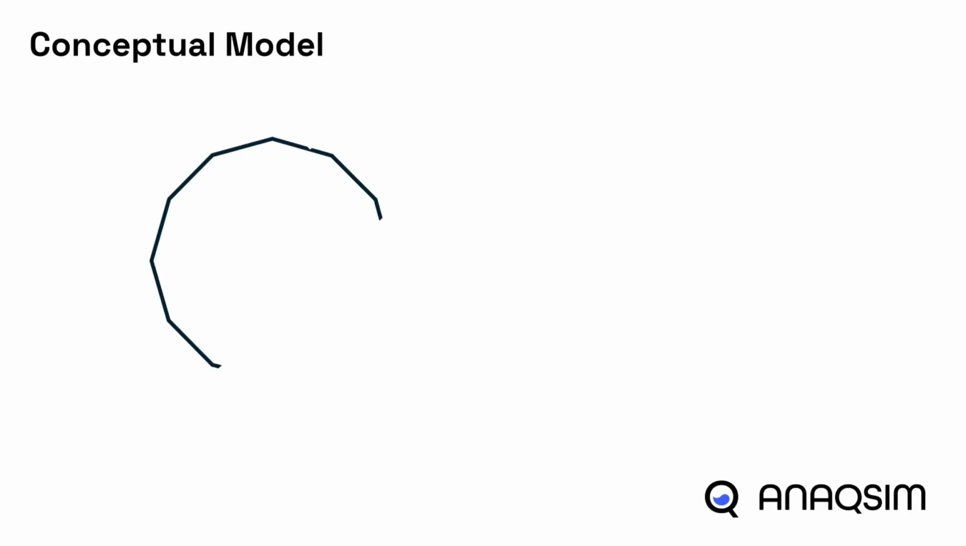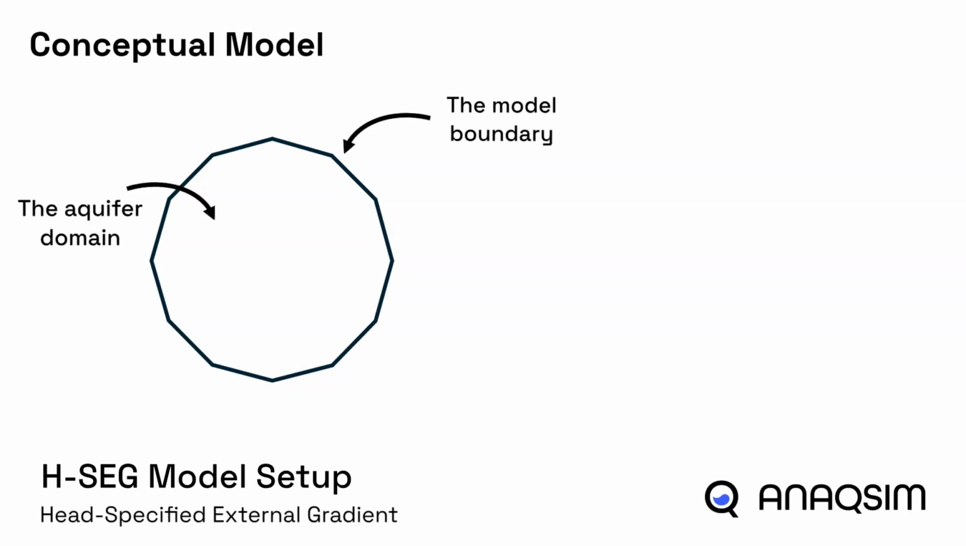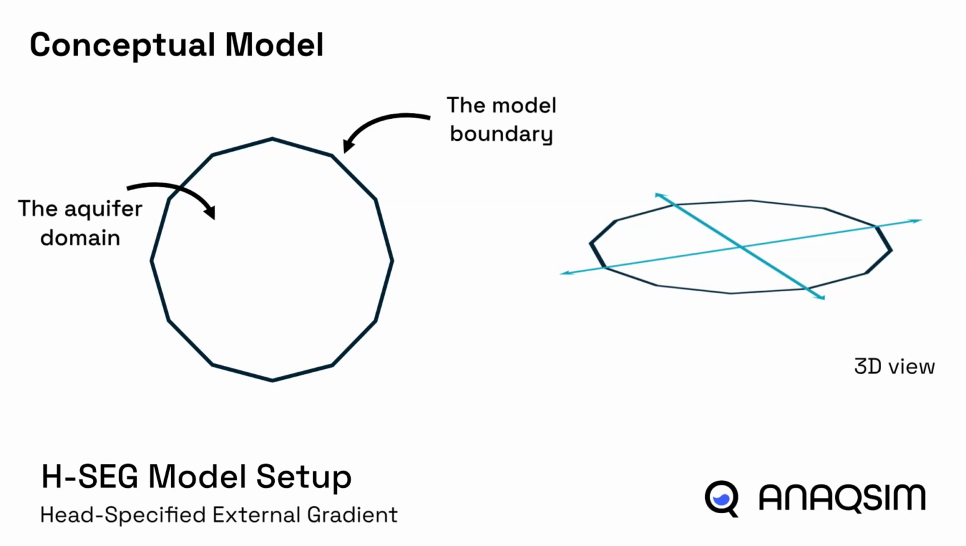First, we'll sketch out our conceptual model so you can visualize what we're building. We're using the hseg boundary generator, the fastest and easiest way to create model boundaries in Anaqsim. If you'd like to dive deeper into hseg, check out our short video on it. We'll create a circular domain, and I'll just note that hseg boundaries are always circular, where we can define the groundwater flow direction and gradient.